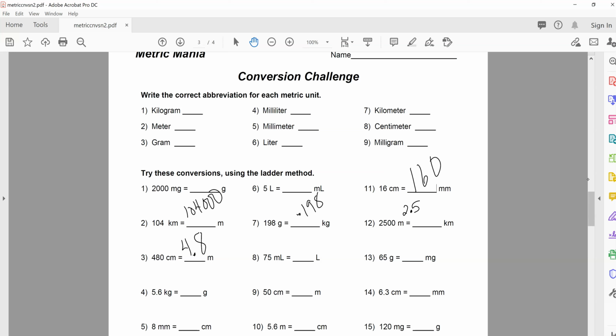75 milliliters to liters. Milliliters is 3 steps below liters. So we move the decimal point to the left 3 times, or we can divide by 1,000, 0.075. 65 grams to milligrams. Grams is the base unit. We go to the right 3 steps to milligrams. So we can multiply by 1,000, or we can move the decimal spot 3 times. 65,000.